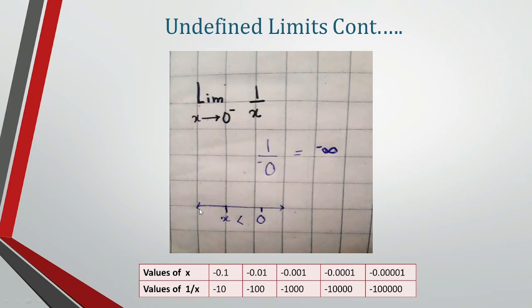You can see 1 over positive 0 yields positive infinity, as 1 over positive always gives positive. So 1 over positive 0 shrinks to the case of 1 over negative 0. Same argument, but the limit goes to negative infinity.